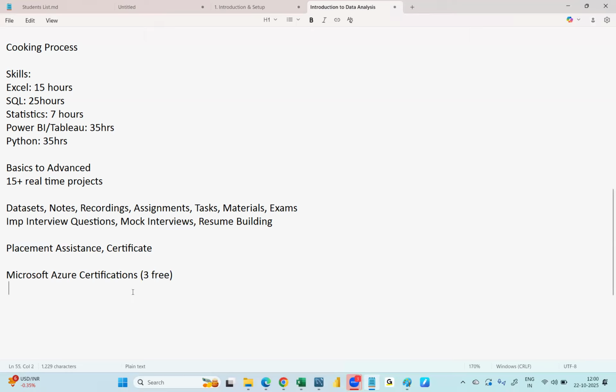And guys, see the complete duration, I have not talked about the duration. Let me talk about the duration now. In total it is going to take 3.5 months to complete this course. Close to 3.5 to 4 months is the duration we're expecting for all the skills to be completed.